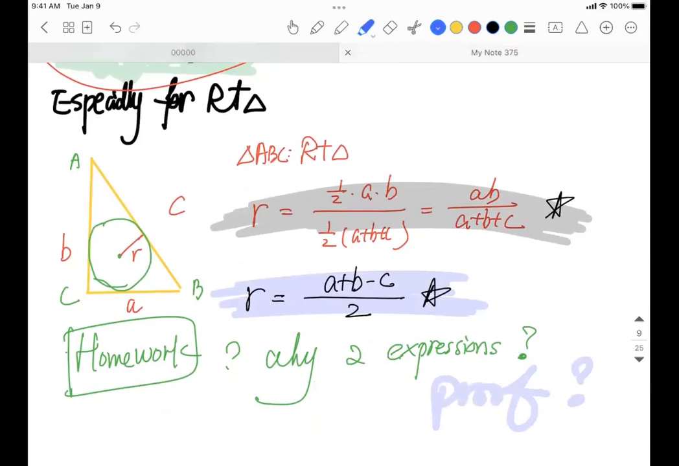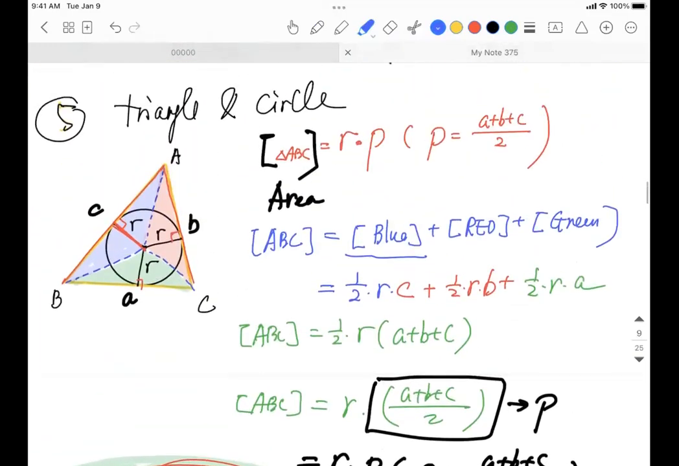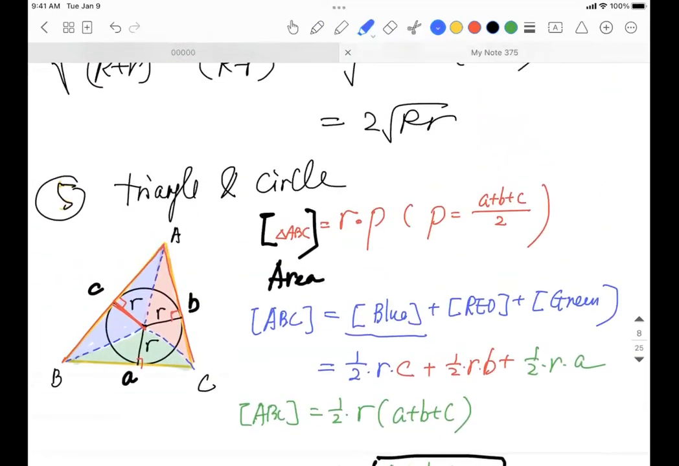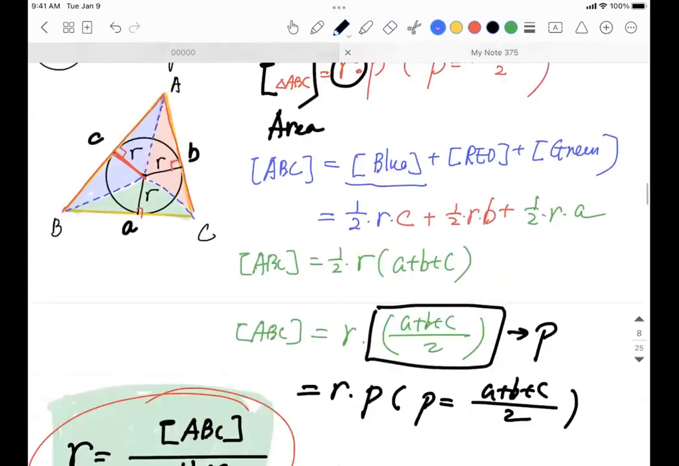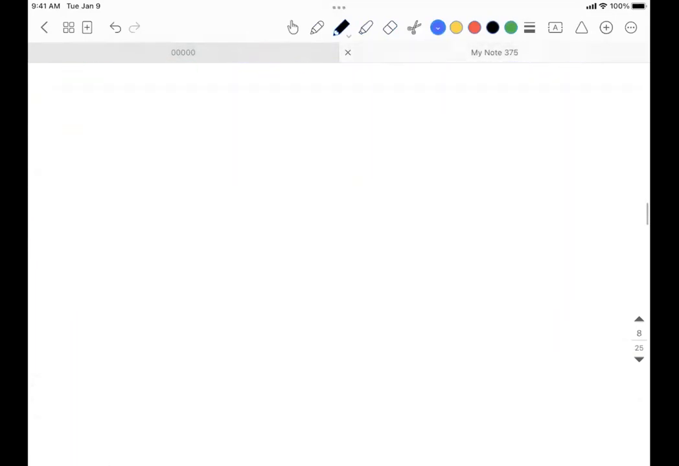So far, so good? Okay, so this is the triangle and the circle. We talked about how to determine the inscribed circle's radius. Then what about the circumcircle, the outside circle's radius? Is there a way to do the calculation? Yes, same thing.